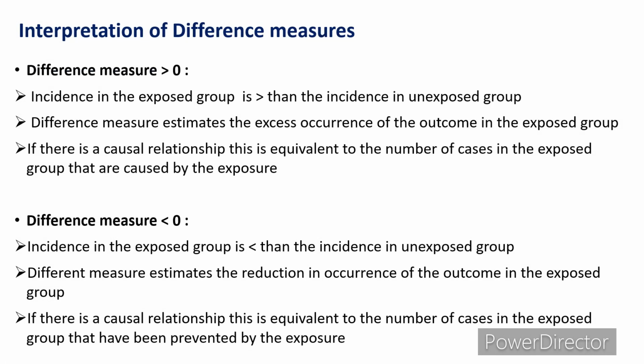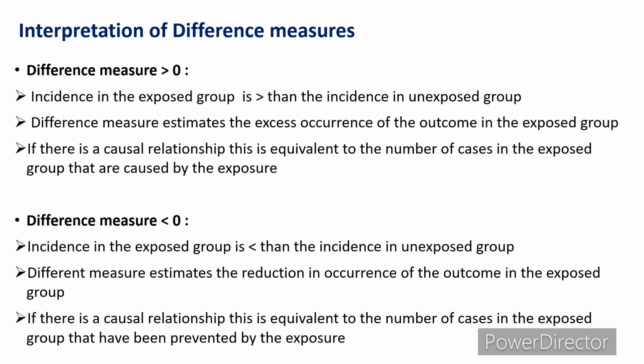And now coming to the interpretation of difference measures, similar to ratio measures. When the difference measure is more than 0, what does it imply? It implies the incidence in the exposed group is more than the incidence in the unexposed group. It also implies that the difference measure estimates the excess occurrence of the outcome in the exposed group when the difference measure is more than 0. And if there is a causal relationship, this is equivalent to the number of cases in the exposed group that are caused by the exposure.